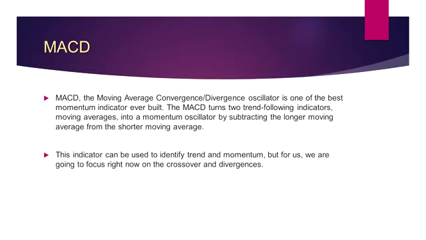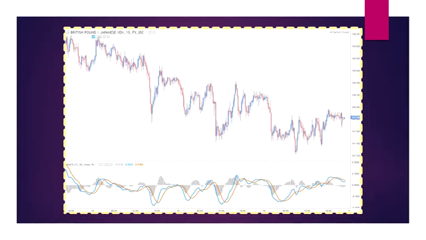Next indicator is the MACD. MACD, the moving average convergence divergence oscillator, is one of the best momentum indicators ever built. The MACD turns 2 trend following indicators, moving averages, into a momentum oscillator by subtracting the longer moving average from the shorter moving average. This indicator can be used to identify trends and momentum. But for us, we are going to focus right now on the crossover and divergences only.